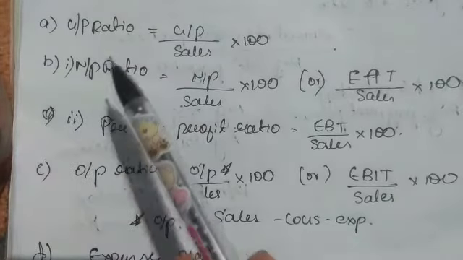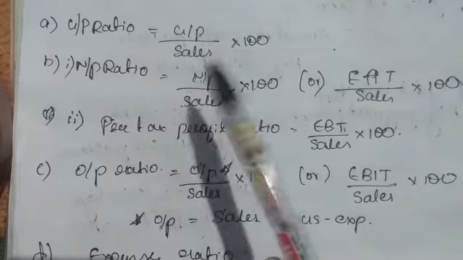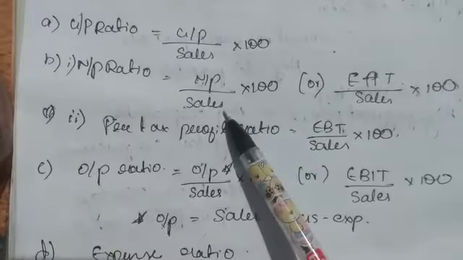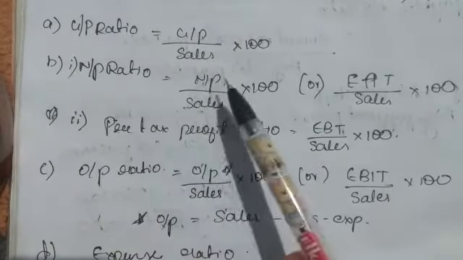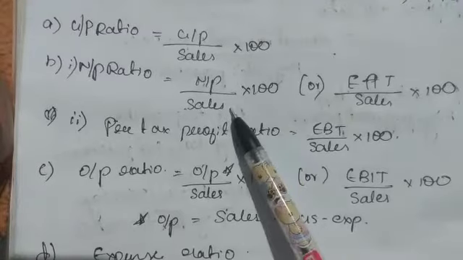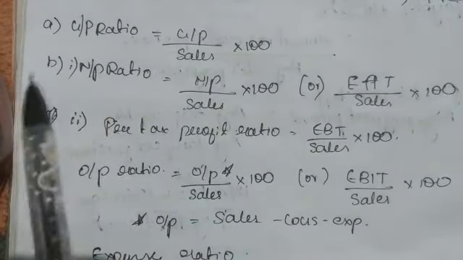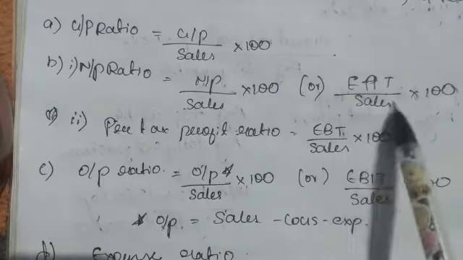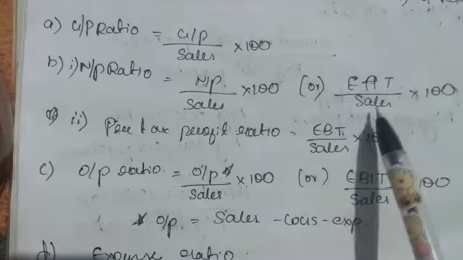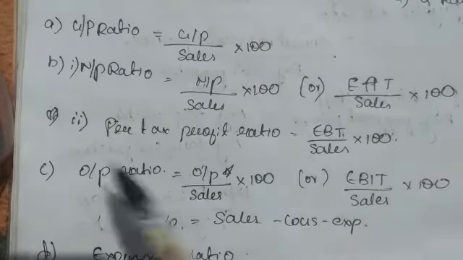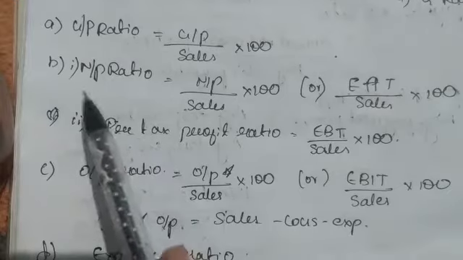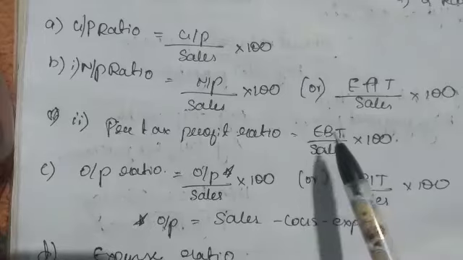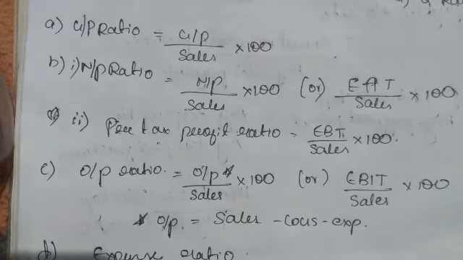This is gross profit ratio. Gross profit divided by sales into 100. All the profits will be in the numerator and the sales will be in the denominator. Net profit, so net profit in the numerator, sales in the denominator into 100. In this net profit ratio, you can use this or EAT, earnings after tax divided by sales into 100. This is for after tax, and if it is for the pre-tax, earnings before tax divided by sales into 100.